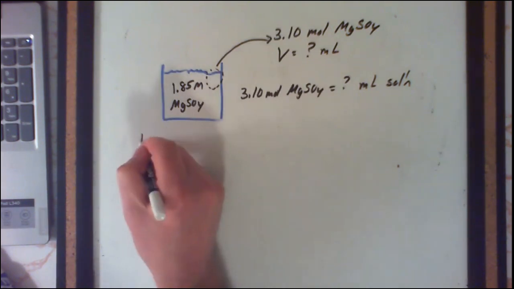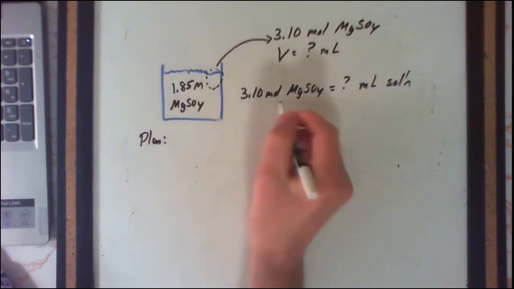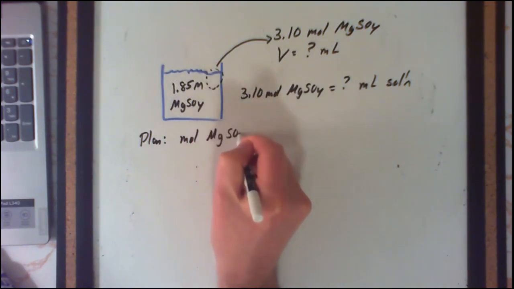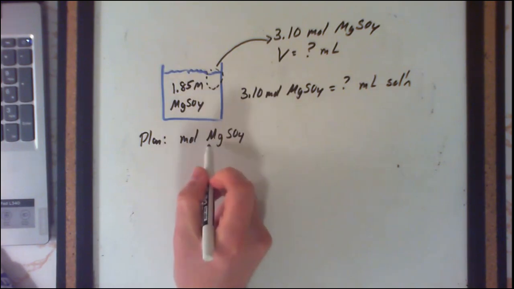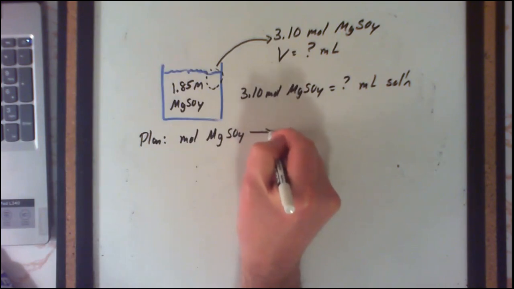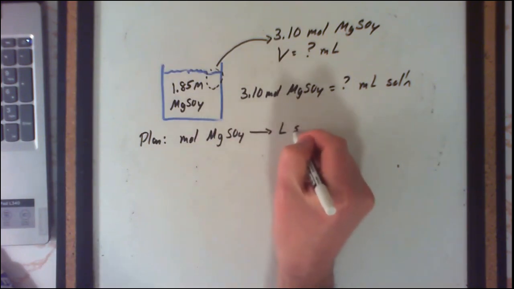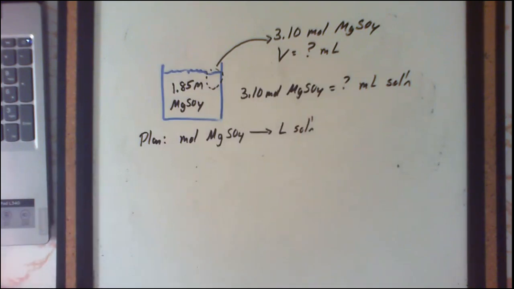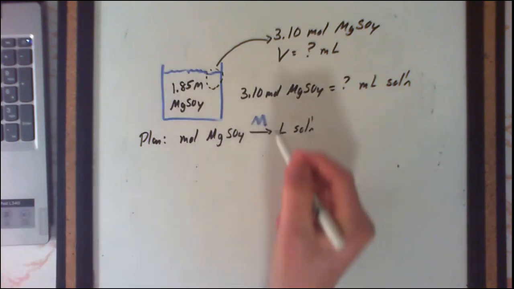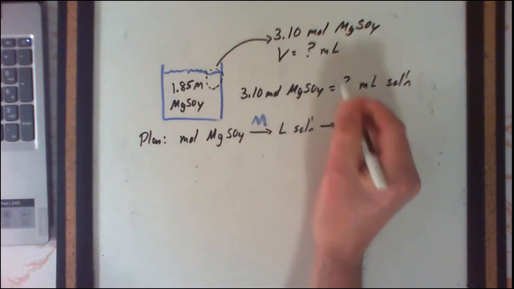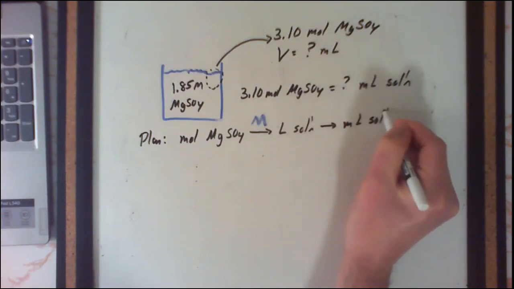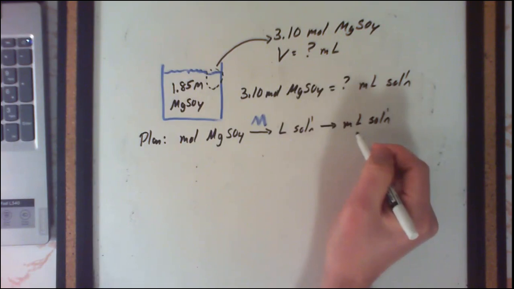So our plan, our strategy, is to start with moles of solute. We always want to build off what we already learned. If I have moles of solute and I have molarity, like we saw in the previous problem, I can convert from moles of solute to liters of solution. That's what the molarity number is going to allow me to do. And then once I have liters of solution, since the question is asking for milliliters, I can convert to milliliters of solution using the relationship between liters and milliliters.